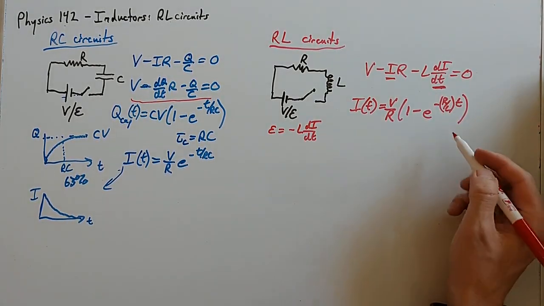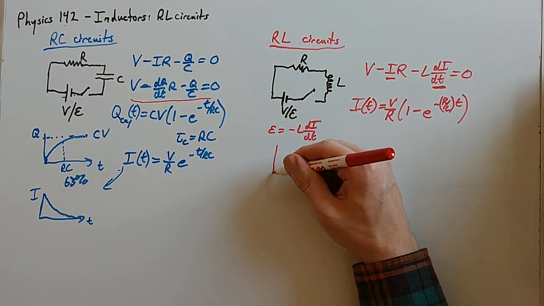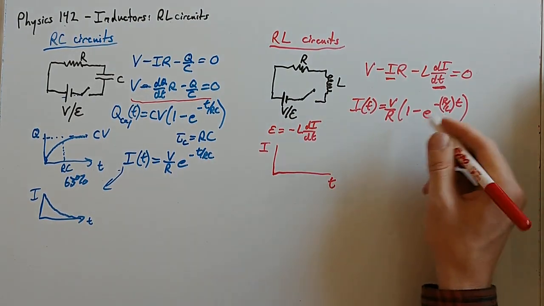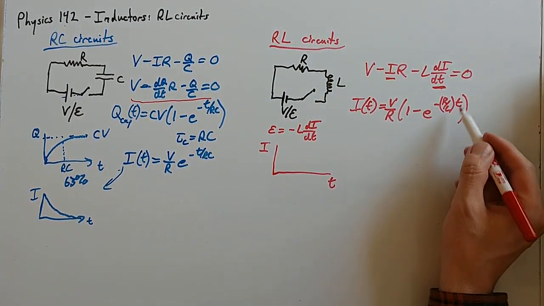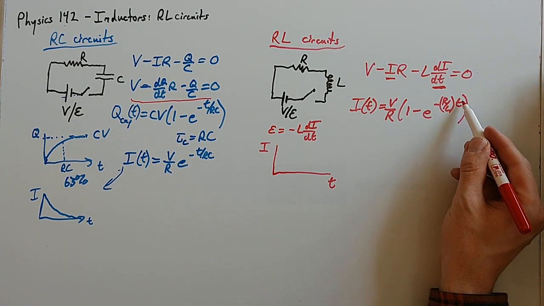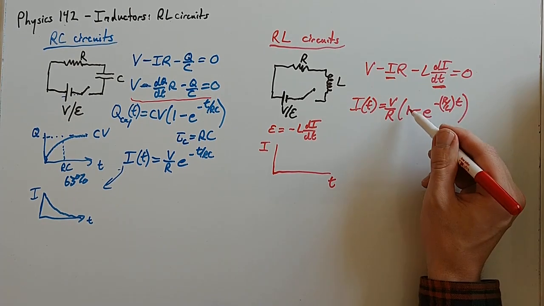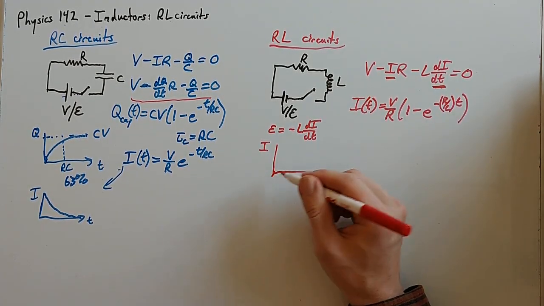And so what does this mean? If we make a plot of this, let's make a plot of current versus time here for the inductor. Well, it's going to look a lot like this plot. At time equals 0, we have basically no current. At time equals 0, we have 1 minus e to the 0, that's 1 minus 1, so basically no current.